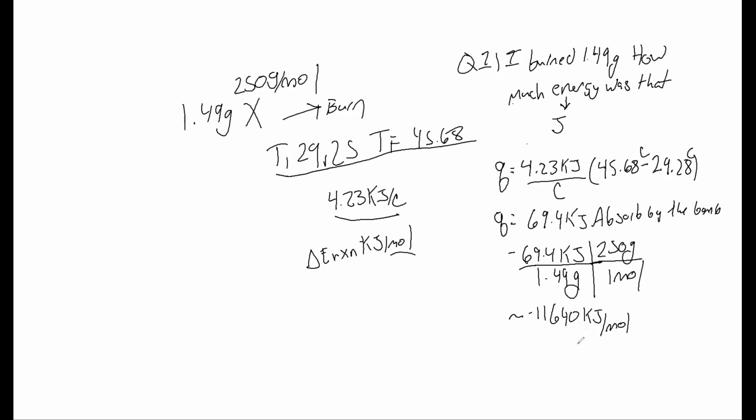That's because I rounded up here. So that's a rounding error. That's why in the test, usually I give some leeway. I compare your answer to what the computer calculated, and if you're close, I give you full credit. But that is how you do a bomb calorimetry.